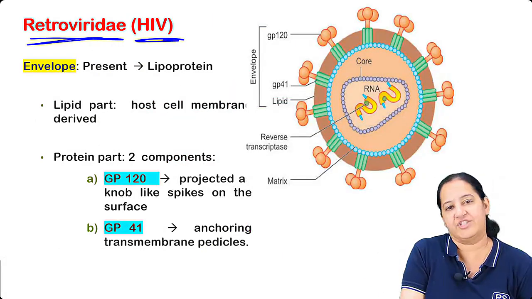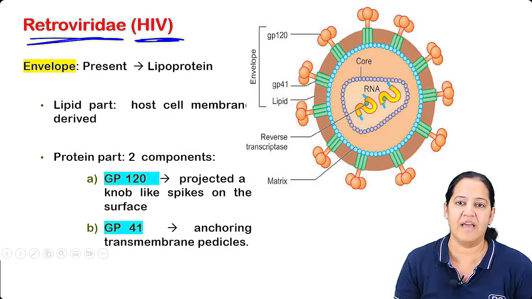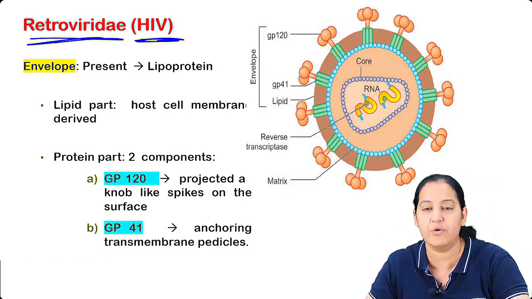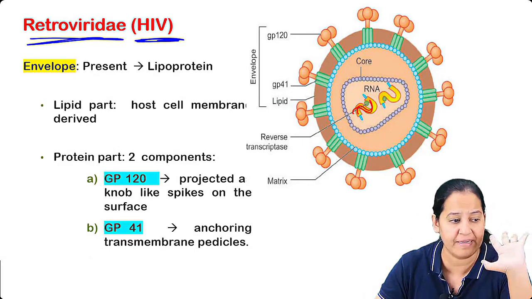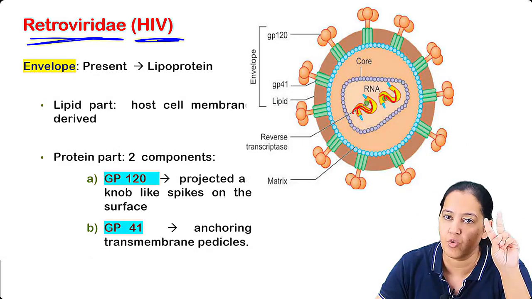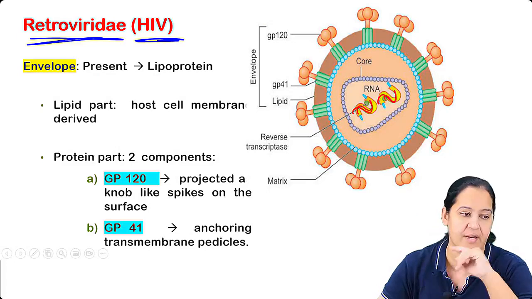Retroviridae, it is HIV. You can see the diagram of the HIV. In the diagram of the HIV, you can see 2 copies of the RNA. It is not fragmented. It is having 2 copies of the RNA. It is single-stranded RNA, number 1.